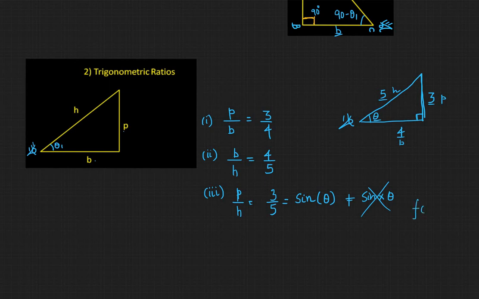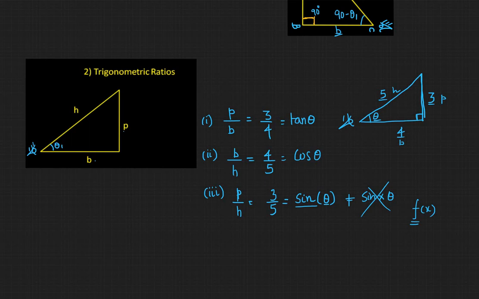Just like in math we write function of x, the name of this function is sine here, and theta is the angle, right? So we give perpendicular by hypotenuse a name, and that name is sine theta. Base by hypotenuse is cos theta, and perpendicular by base is tan theta.